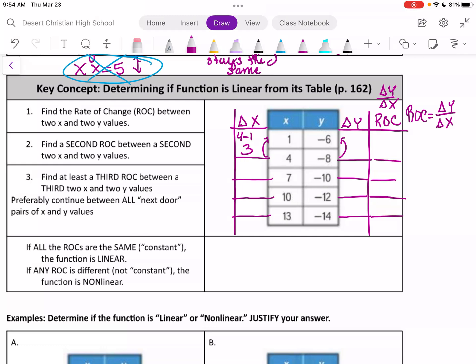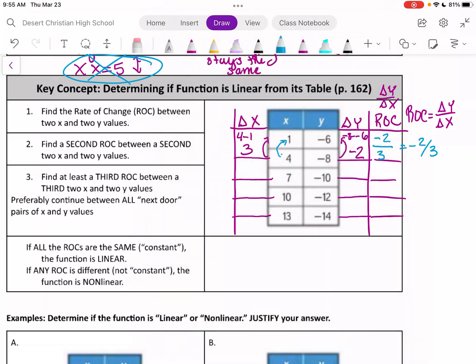So I'm going to do negative 8 minus negative 6. Grab your calculators. Negative 8 minus negative 6 is going to be negative 2. So then delta y, that's my negative 2, divided by delta x, 3, is negative 2/3. That is my rate of change between x equals 1 and x equals 4. That's my first rate of change. So doing just one of these problems will help us practice finding rate of change 4 different times. That's why I wasn't worried if you were still struggling. We're going to do these a little more quickly now, because we have a lot of them to do.